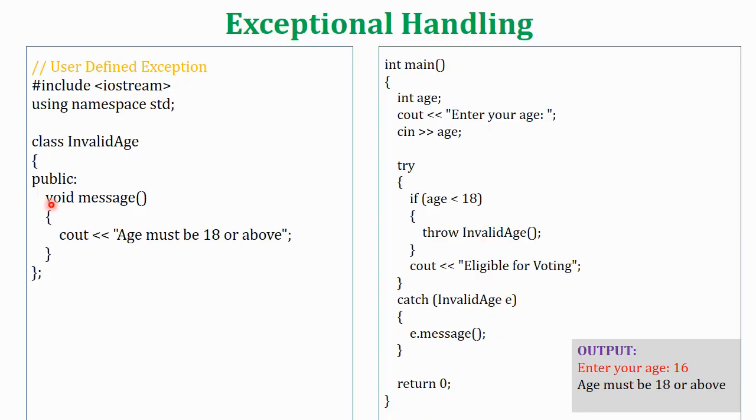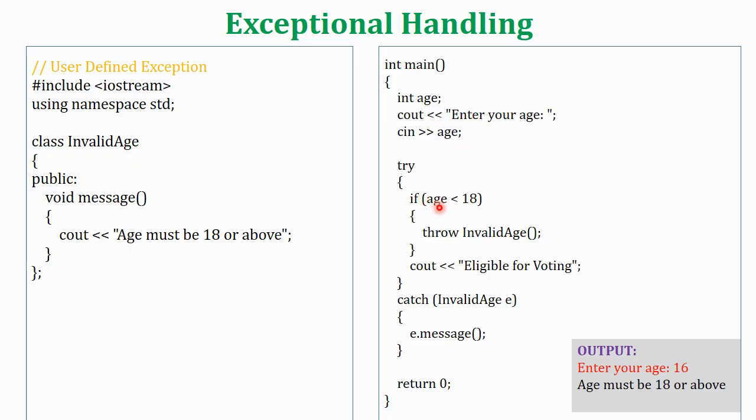The class name is InvalidAge, where we are defining one method, for example, void message. Here we are writing a message: Age must be 18 or above. And the function is closed and the class is closed. So in the main program, we are getting the age as input from the user.